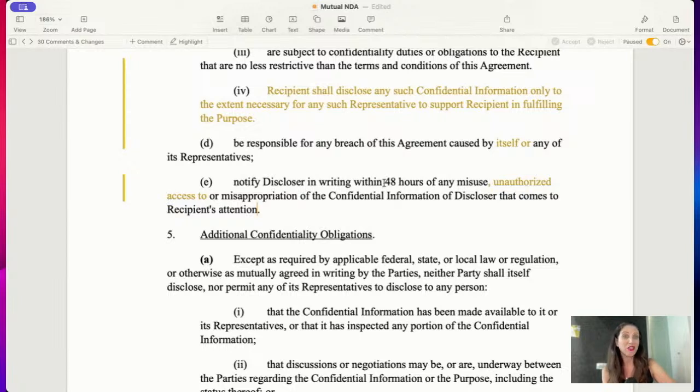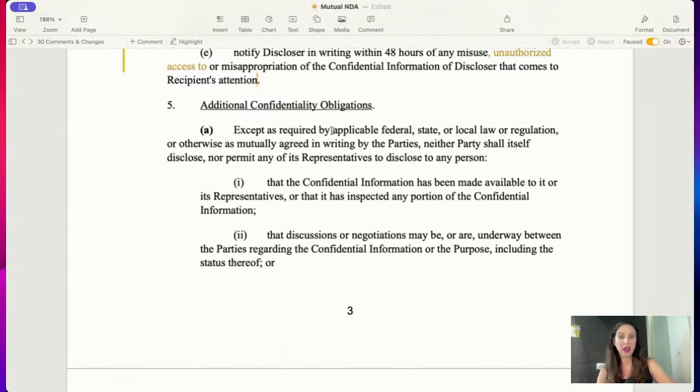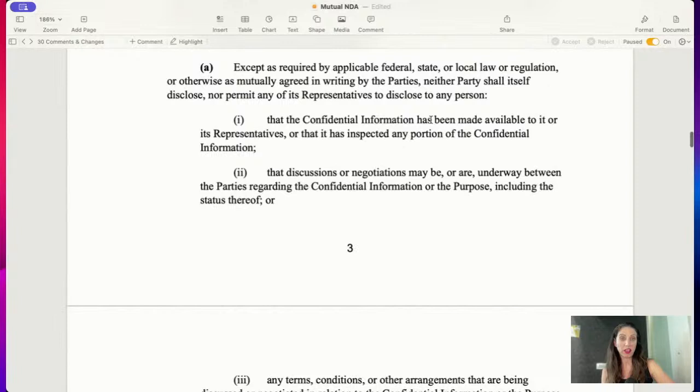But as you can see here, it doesn't have to be anything profound. Just tell me within a certain time frame of any of these types of things: misuse, unauthorized access, or misappropriation. Cool, right? Okay, additional confidentiality agreement obligations: except as required by federal law, shall itself not disclose any of it, nor permit any of its representatives to disclose to any person that the confidential information has been made available or that it has inspected it.